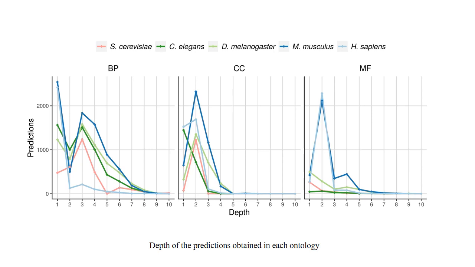Here we see for each ontology the depth in the graph of the predictions we obtained. For biological process, for cellular component, and for molecular function, each colored line corresponds to one of the organisms, and we can see that biological processes not only seem to be more predictable from gene relative location, but also that the predictions are deeper and thus more specific.